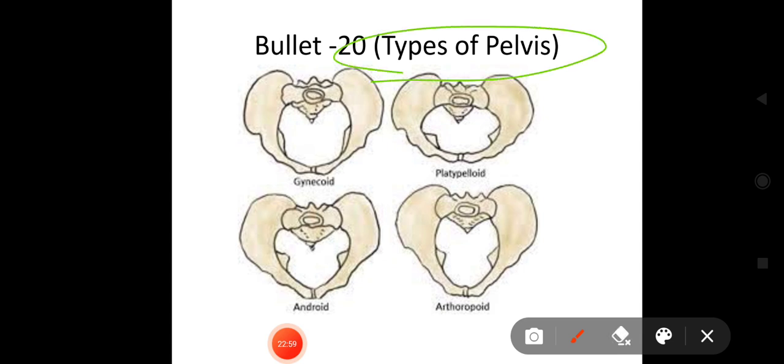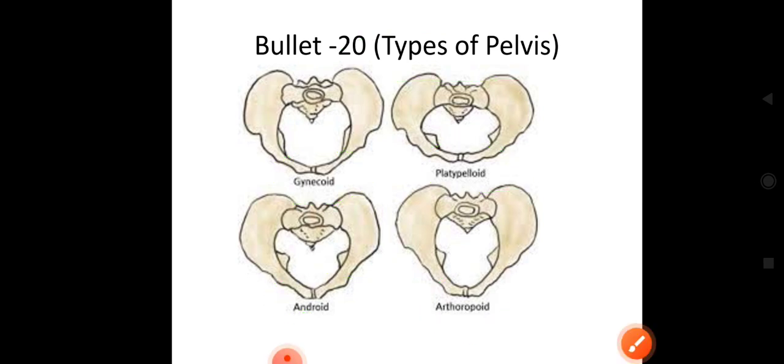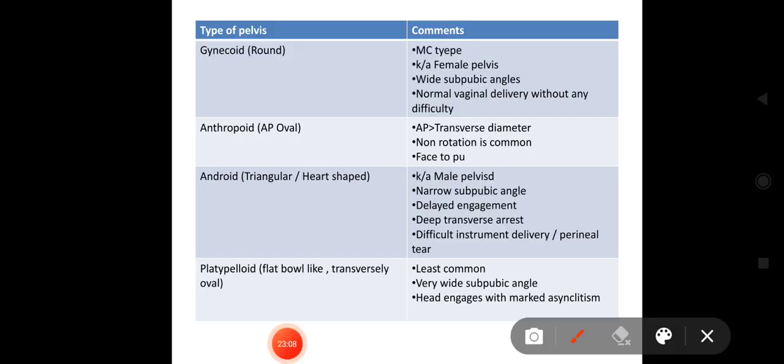Types of pelvis: an image-based question can be asked. These are gynecoid, platypelloid, android, and anthropoid. 4 types of pelvis are there. So, types of pelvis and comments. What is gynecoid or round pelvis? It is the most common type of pelvis. Gyne means related to female, so the pelvis of a female, most commonly gynecoid, is known as the female pelvis. Wide subpubic angle; normal vaginal delivery without any difficulty occurs in this case.